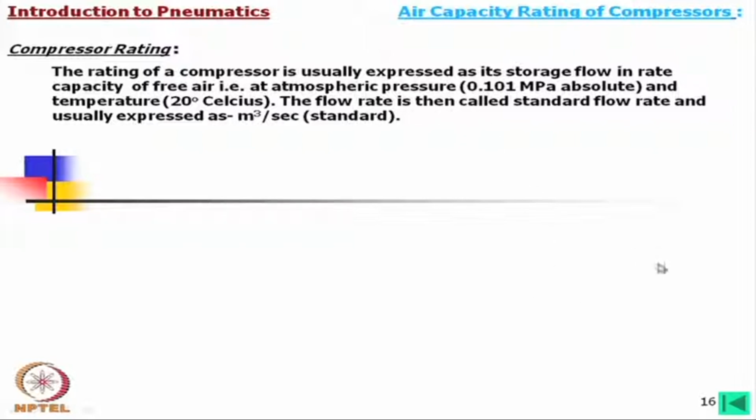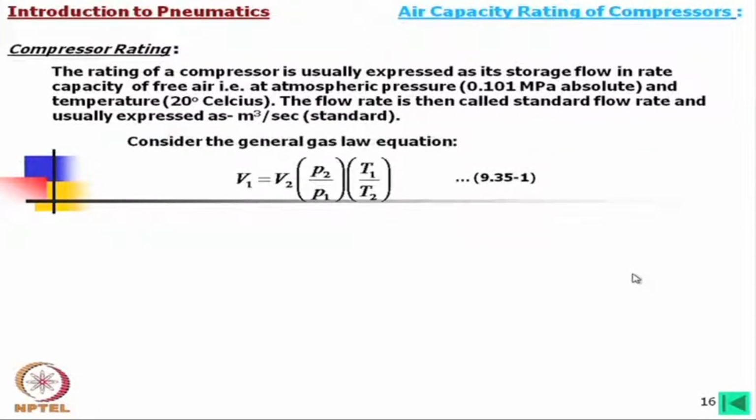The flow rate is then called standard flow rate and usually expressed in meter cube per second. So, this means the intake volume is given in meter cube per second. The volume we mention in the capacity is the intake volume to the machine. So, 2.5 meter cube per second is the intake volume per second.